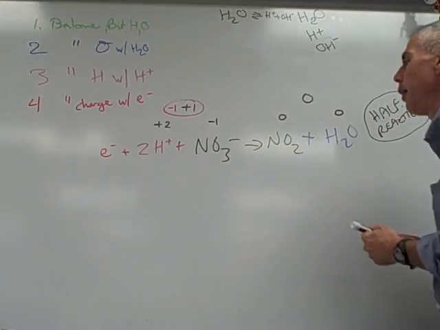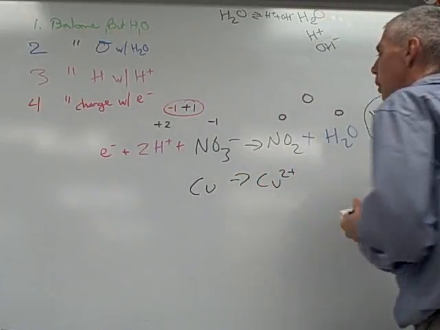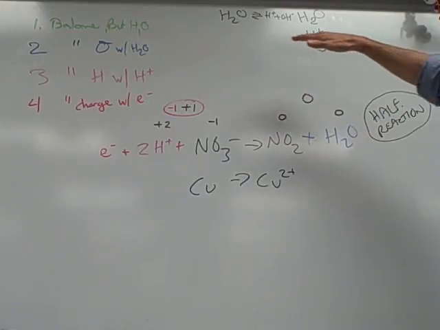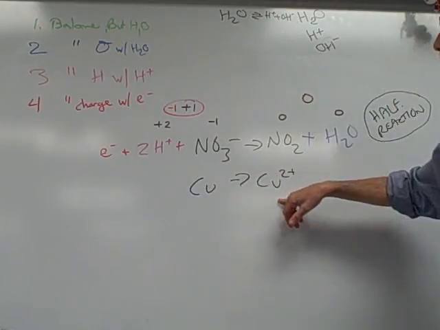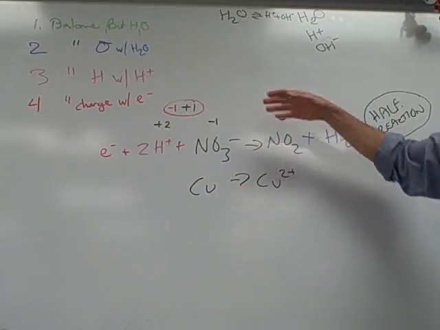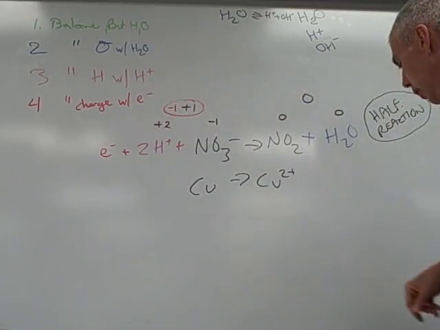So let's look at the other half reaction. Copper goes to copper 2 plus. We know it was copper 2 plus because it was blue. So let's check the steps. Are the coppers balanced? 1, 1, right? Any oxygen? No. Any hydrogen? No. Now we balance the charge.